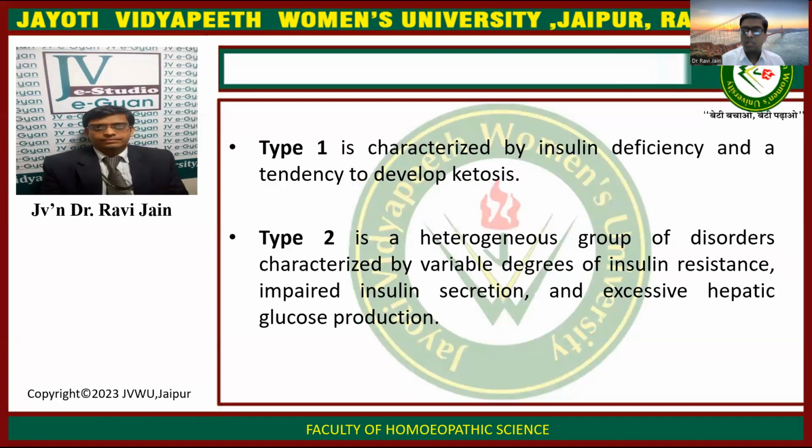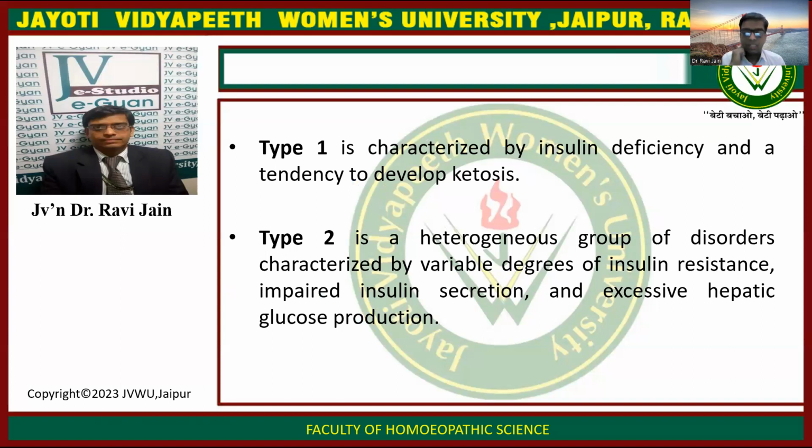Now, based on the pathogenic process, diabetes mellitus is classified into two parts: type 1 diabetes mellitus and type 2 diabetes mellitus. Type 1 diabetes mellitus is characterized by insulin deficiency and a tendency to develop diabetic ketoacidosis. So in type 1 diabetes mellitus, there is an absolute deficiency of insulin hormone, and the patient is more prone to developing diabetic ketoacidosis.